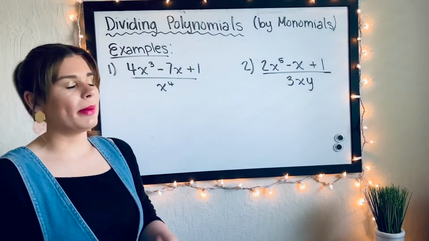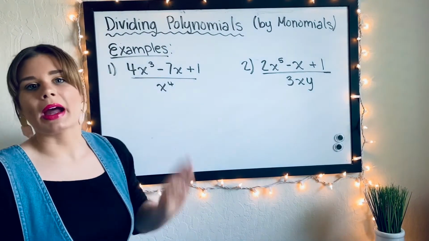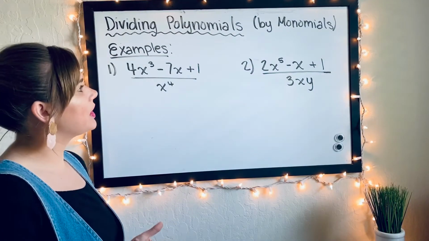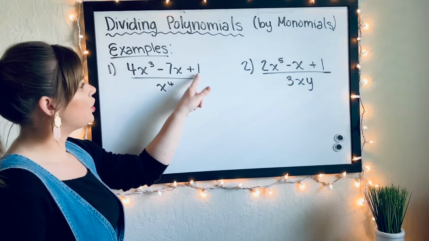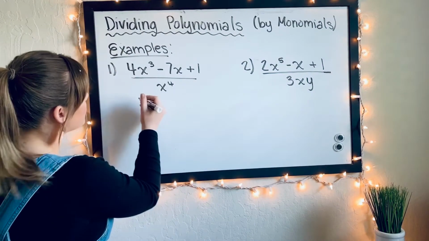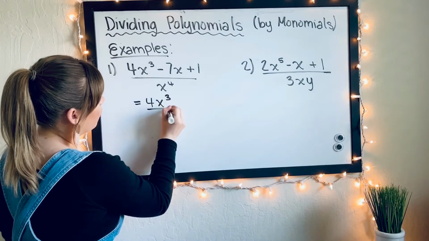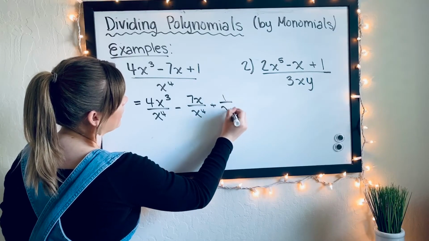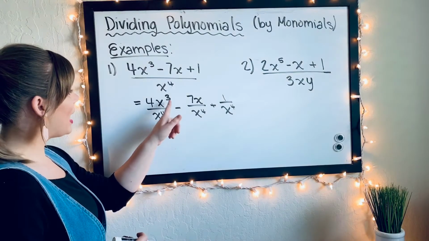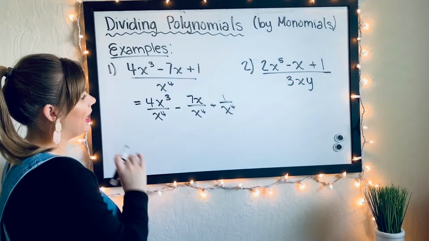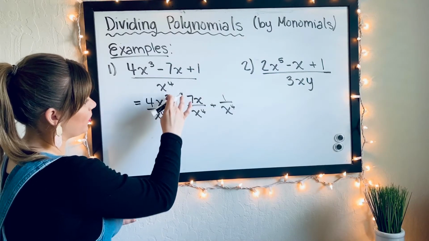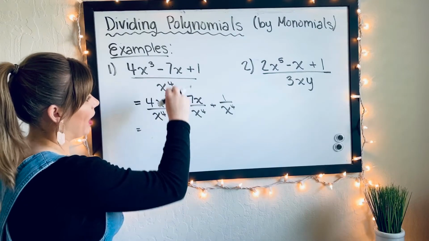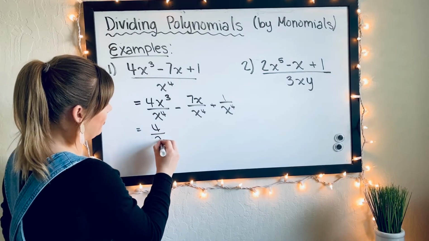Okay. All right, so we're going to run through a couple of examples of taking a polynomial and dividing it by a monomial. So here we have 4x cubed minus 7x plus 1 all over x to the fourth. So the first thing that I talked you through doing is taking each individual term in the numerator and dividing it by the denominator. So this equals 4x cubed over x to the fourth minus 7x over x to the fourth plus 1 over x to the fourth. Now I'm going to clean this up a little bit because x cubed over x to the fourth, when we're dividing exponents with the same base, we subtract. So 3 minus 4 would be x to the negative 1. Or you could even think of it as 3 x's in the numerator are going to get canceled out by 3 in the denominator. So I'm just going to be left with 4 over x.